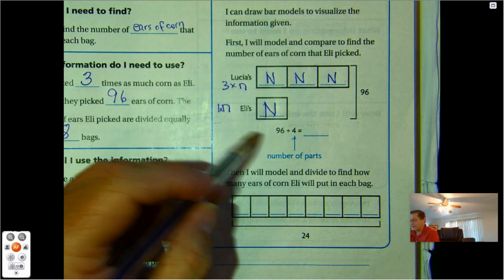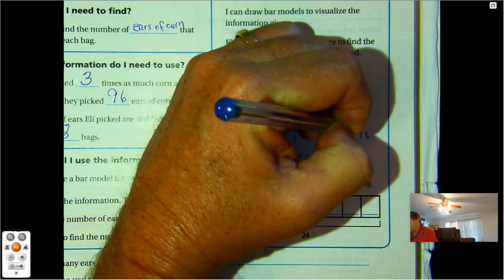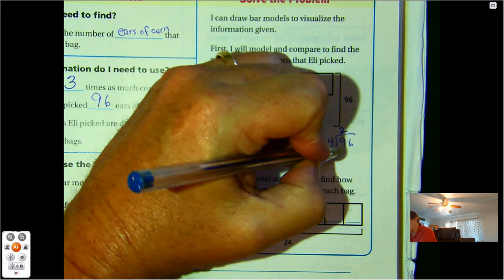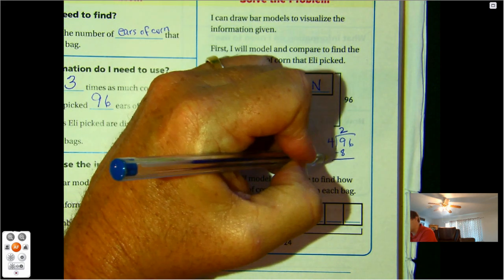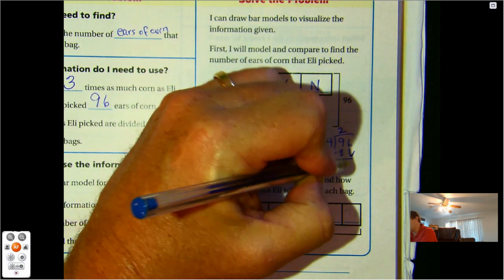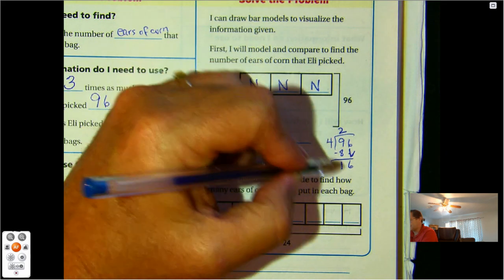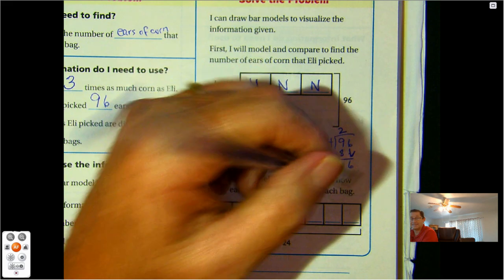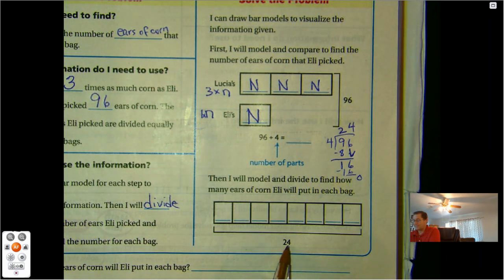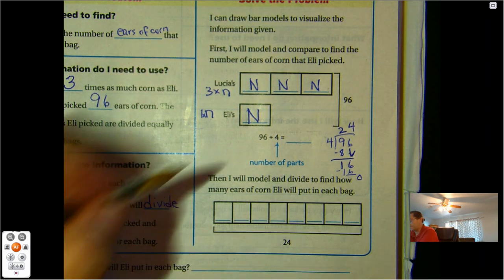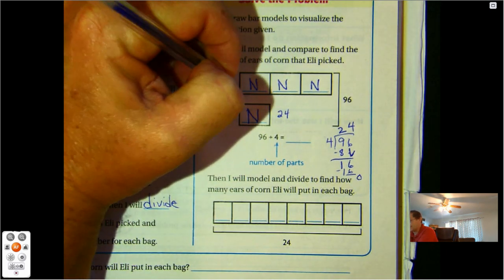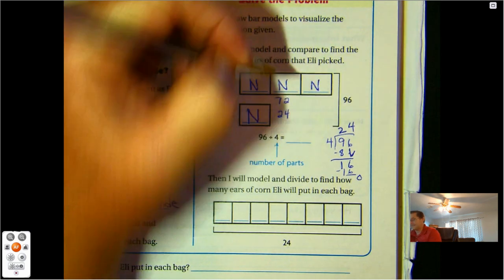Okay, so now we need to divide. So 96 divided by four. I can share 9 tens with four groups. I can actually put 2 tens in every group, leaving me 1 ten left over. I can't share that equally, so I'll turn that into 10 ones plus the 6 ones I already have, so 16. I can share 16 equally into 4 groups. 4 times 4 is 16, leaving me 0. So now we see that Eli picked 24. If he picked 24, Lucia picked three times as many. So she picked 72.